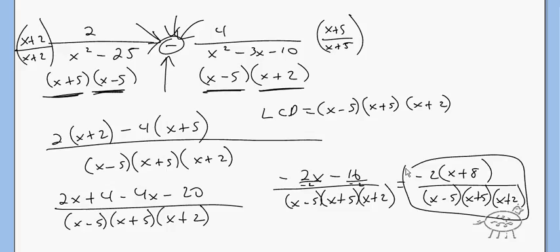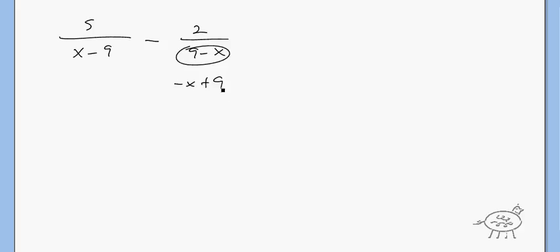All right, one last type of problem, and then we'll be done, is if you guys have 5 over x minus 9 minus 2 over 9 minus x. You guys need to remember the first step is factor the denominator. So before you can factor, don't you have to put it in descending order? And then what do you factor out of there? Well, don't you factor out a negative 1? So it's really negative and then x minus 9.